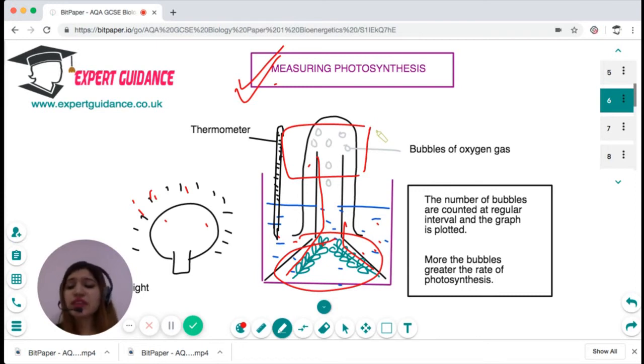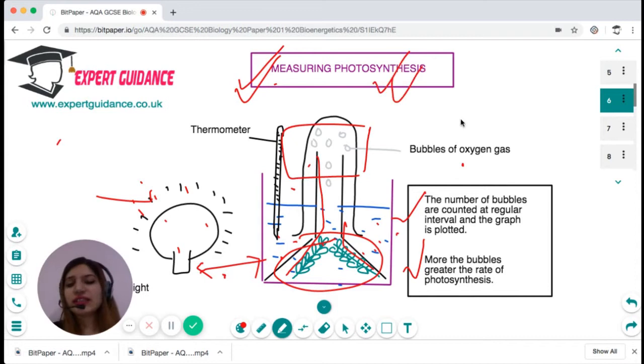So you can test various factors affecting photosynthesis by this experiment. If you want to check the light intensity, you can bring the light source near this and count the bubbles. Otherwise, you can take the light source a little farther away and then again count the bubbles. And the greater the number of bubbles, the greater the rate of photosynthesis, and that can give you an indication of the rate of photosynthesis. So you can test various factors like temperature, carbon dioxide concentration, the intensity of the light, and you can plot the graph and see how the rate of photosynthesis is affected.